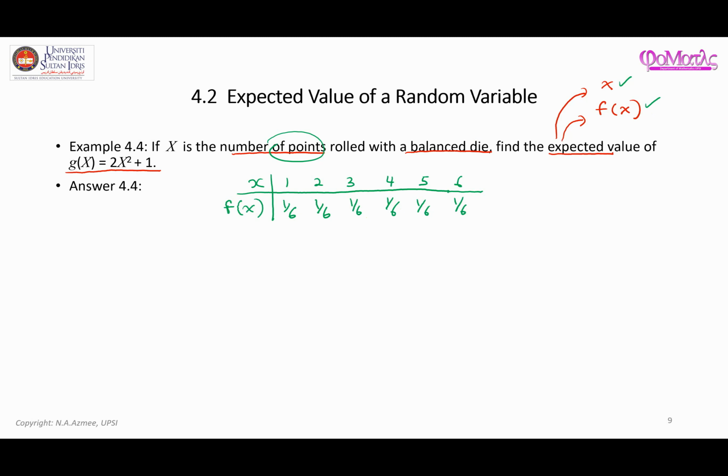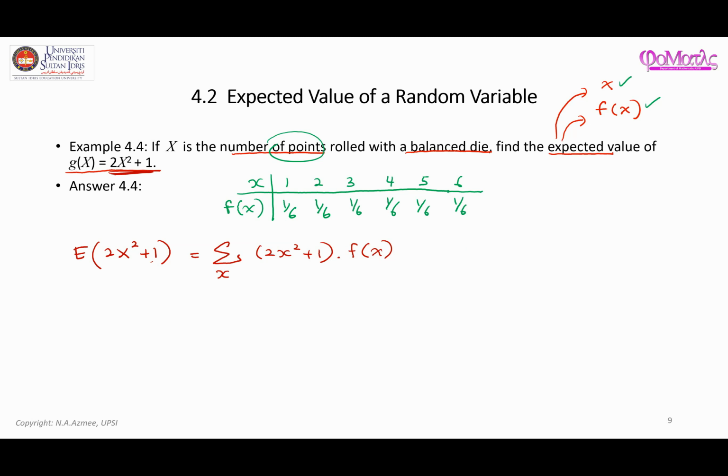Now we're going to find the expected value of this one, g(x), which is 2x squared plus 1. According to the formula, we're just going to substitute this expression right next to f(x). So this is the summation process: just take the whole thing and put it right next to f(x). Okay, so that's the process.